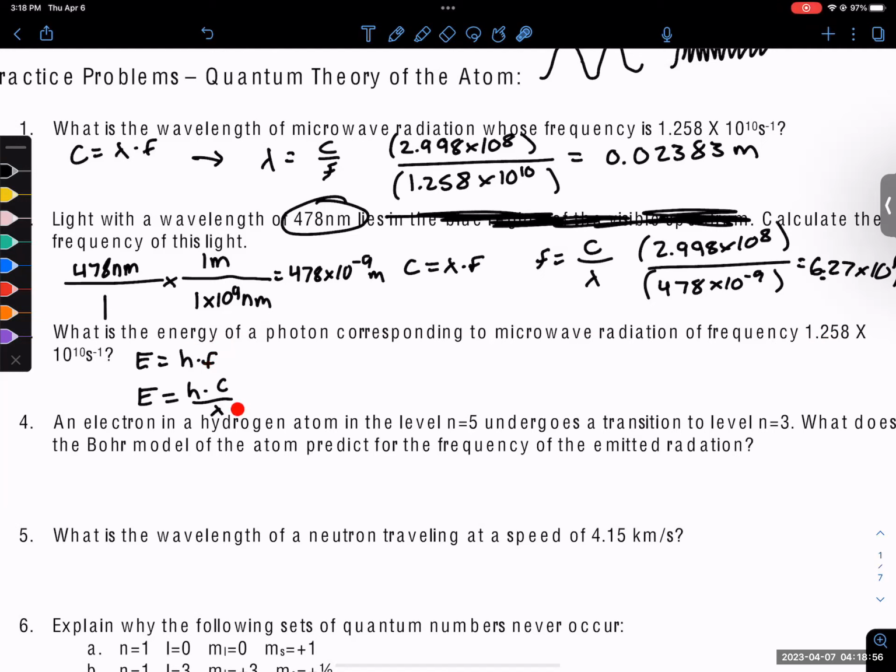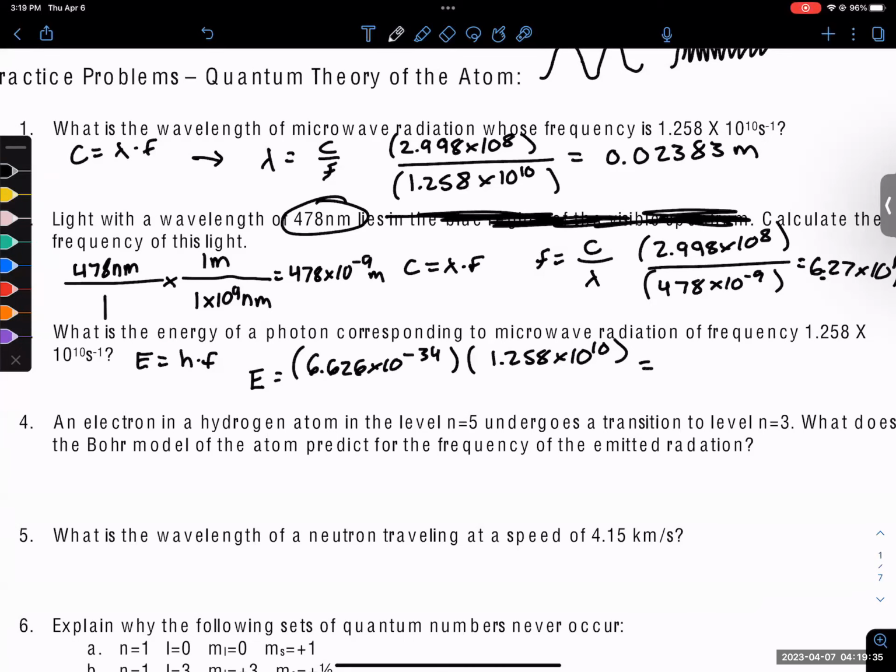We could use the other one, but there would be a few more steps, where you would have to find lambda using the frequency and the speed of light and plug lambda in. So the fastest way is to use this one. Let's do that. Planck's constant is 6.626 times 10 to the negative 34, multiplied by the frequency of 1.258 times 10 to the 10. This is equal to our energy.